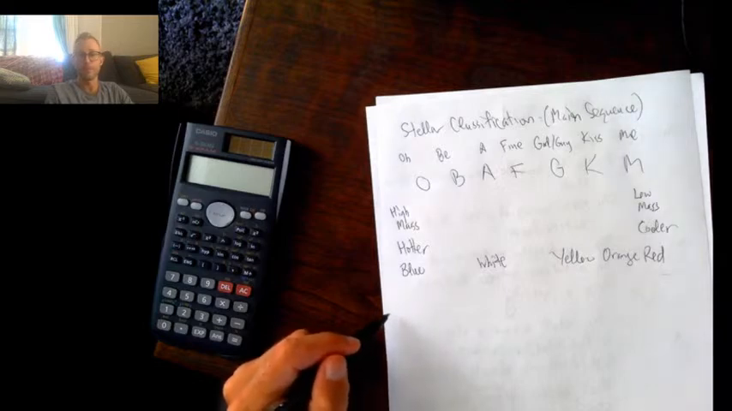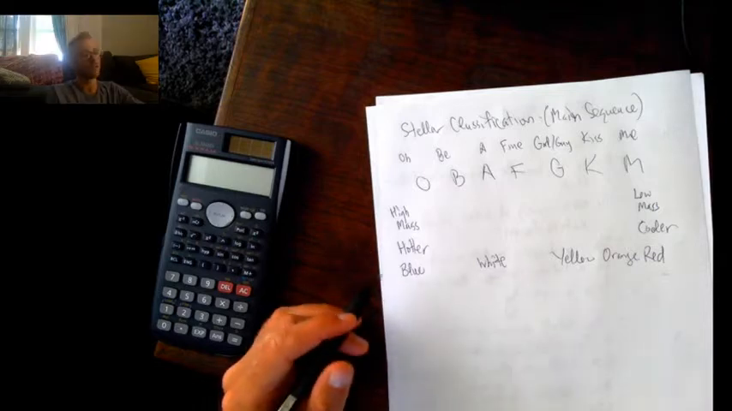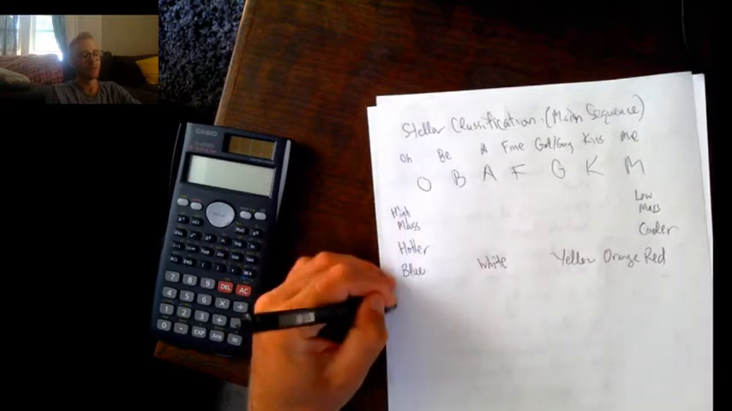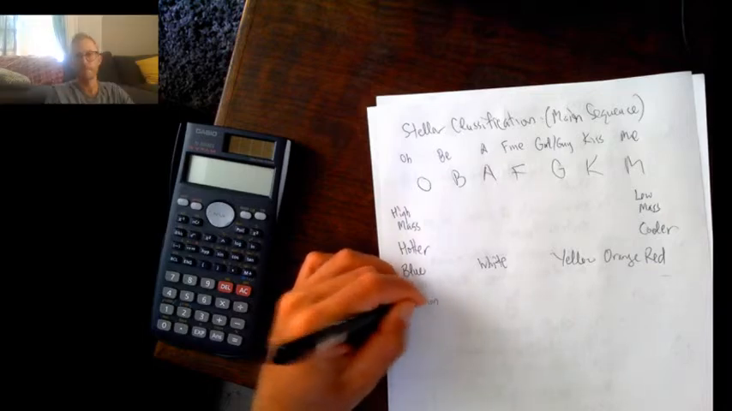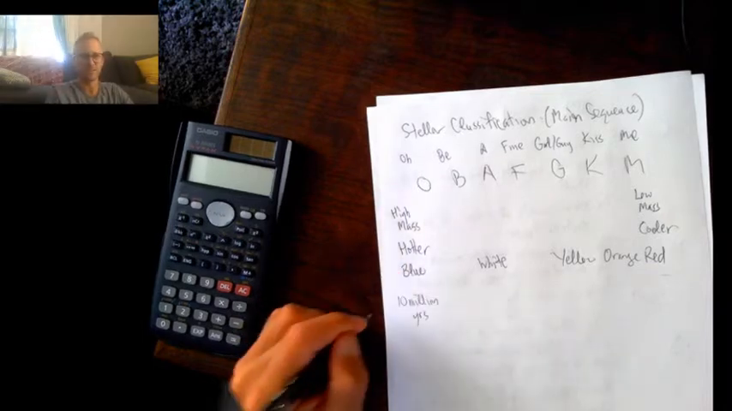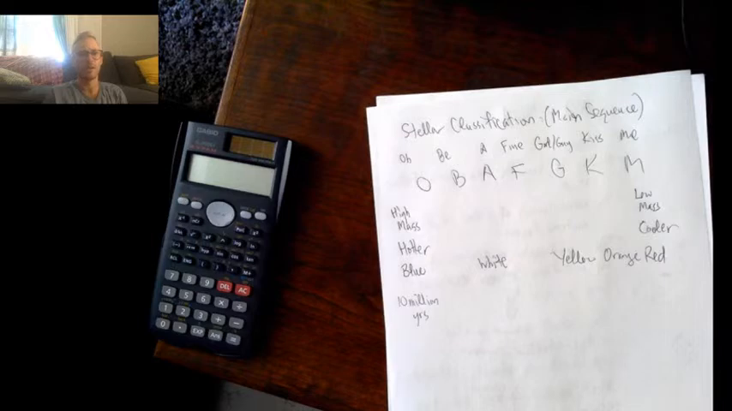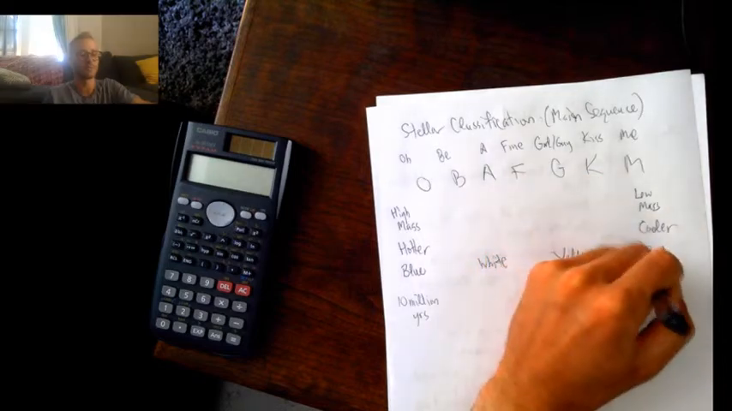Now, the life of a star varies greatly depending on its classification. So O-type stars might only live 10 million years. Okay? It might even be less than that, but it's not long at all on the time scale of the universe. Whereas red stars, M-type stars, could live trillions of years.